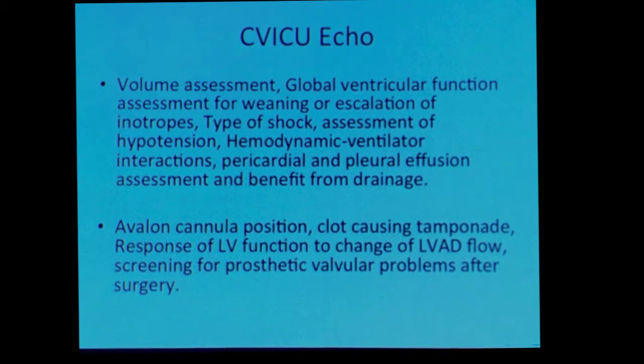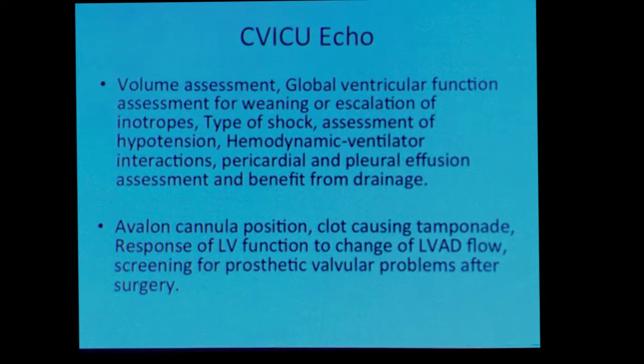Echo is cornerstone in trying to find where is the clot, and it's different than the tamponade we see in medicine and general ICU, even in CCU, because it's usually a loculated clot. It's not pericardial effusion. So it's a bit harder to find. The physiology is the same. We're gonna have a case and talk about that in a minute.